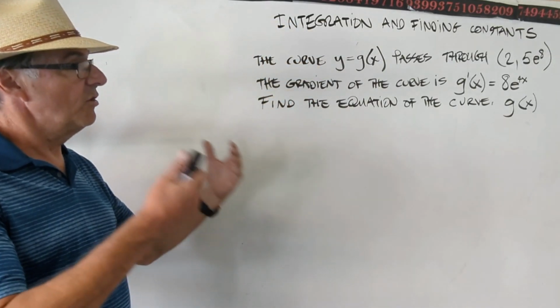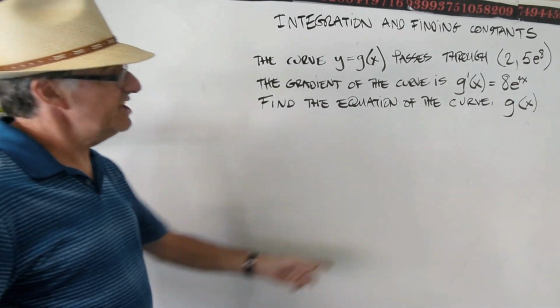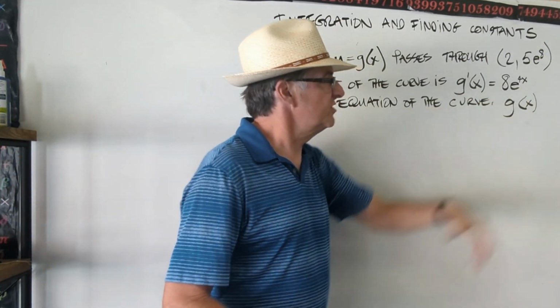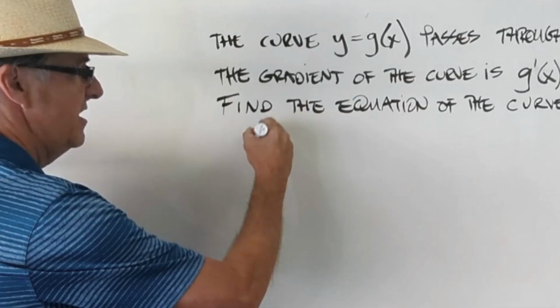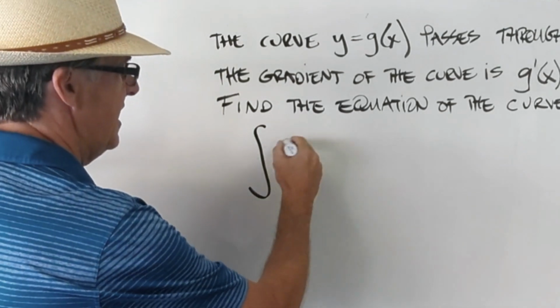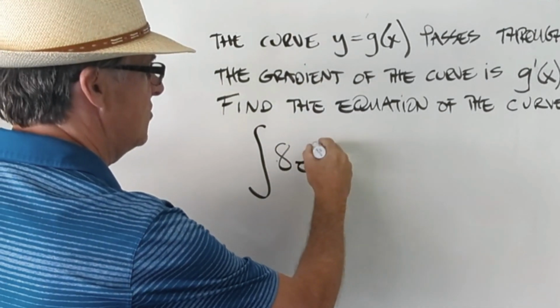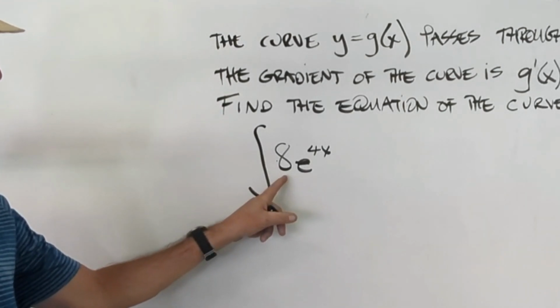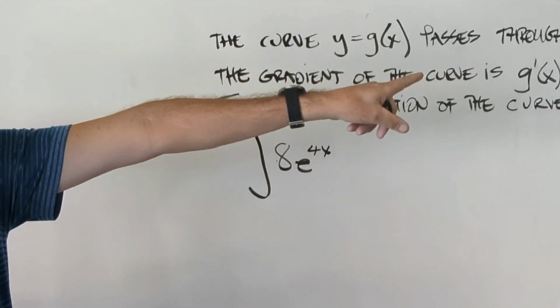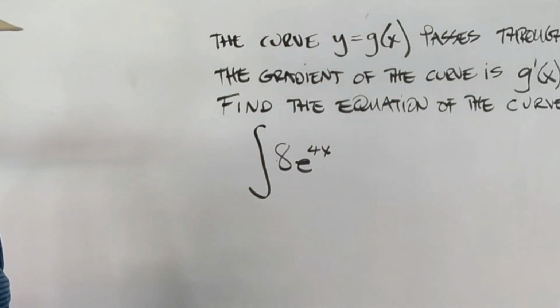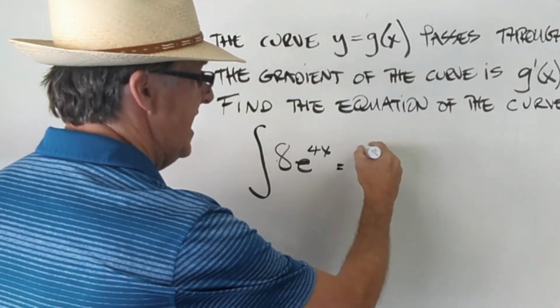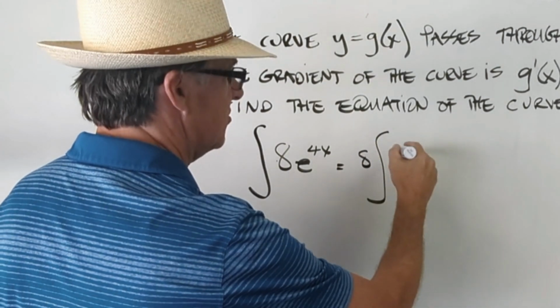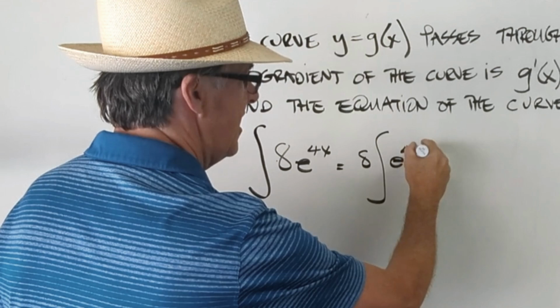Okay, so first step, we need to take the integral of this function. So let's go ahead and write that down. Here we go, integral of 8e to the 4x. First step, let's get this 8 out of there. We're not quite in the right form that we need to be in to use our rule. So this is going to be 8 times the integral of e to the 4x.